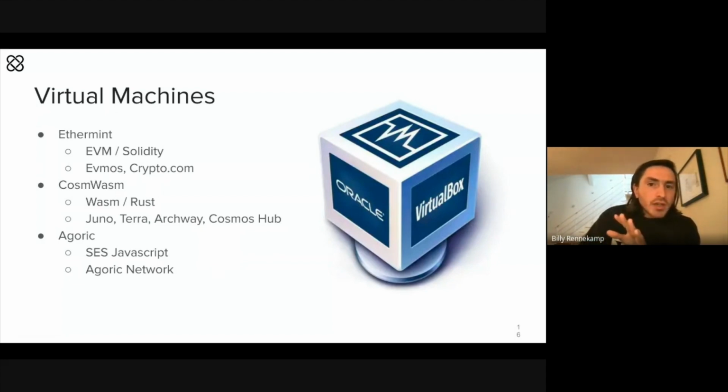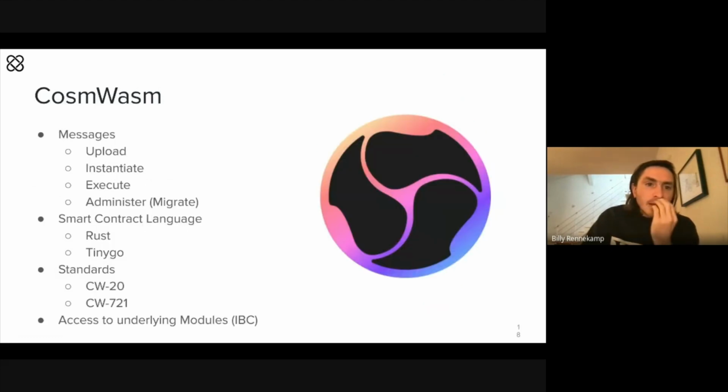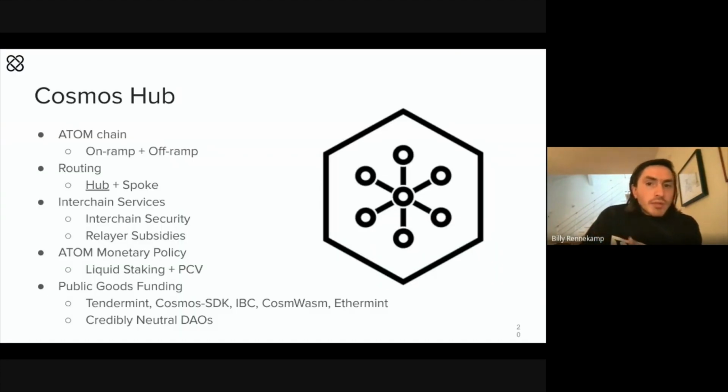Virtual machines, these are like having the EVM inside of a blockchain. There's different versions of it, some written in Rust called CosmWasm, some written in JavaScript called Agoric. Ethermint is the Ethereum virtual machine module. It's live on networks like Evmos. Looks the exact same as normal Ethereum, except it's run by proof of stake, and it's inside of a Cosmos SDK instance. CosmWasm has some interesting differences between its smart contracting level and EVM. Won't go into it.